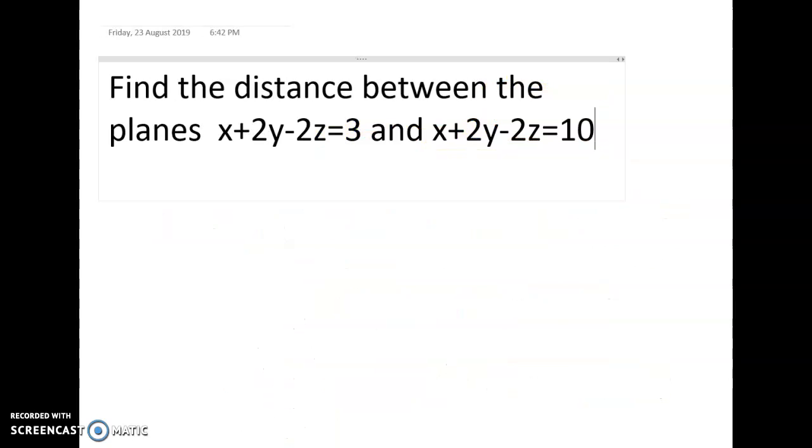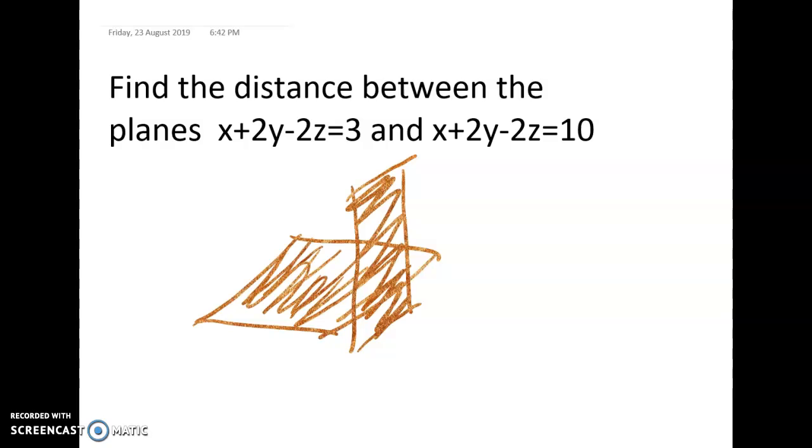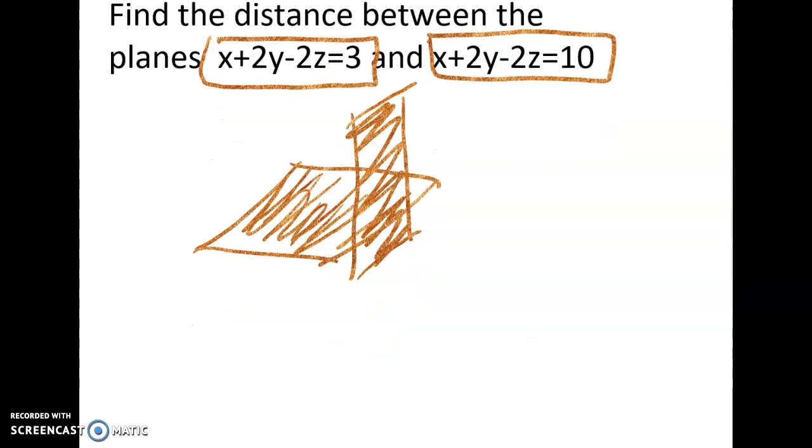The first thing to think about here is that if we've got two planes that intersect, then obviously at some point the distance between them is going to be 0. So this question is really only meaningful where the planes are parallel. So the first thing you want to check is what's the direction vector of each plane. Now in this case it's really obvious because I've made it so that the direction vectors are the same.